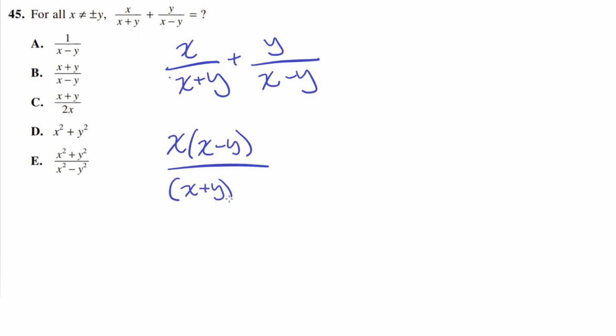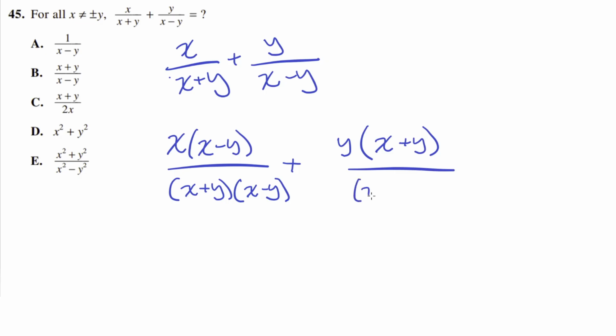So we'll have x plus y times x minus y. I'm just multiplying the numerator and denominator of the first fraction by the denominator of this one. And then let's multiply this fraction by x plus y and x plus y in the denominator too.